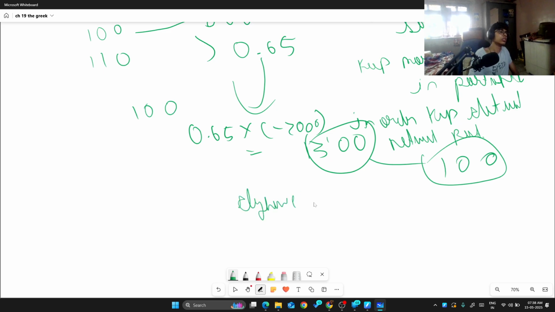And dynamic hedging is buying and selling of hedging with respect to time in simple way. Constant buying and selling with respect to change in stock price. That is dynamic hedging.